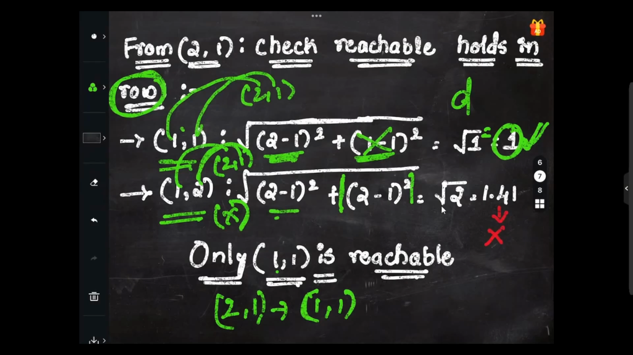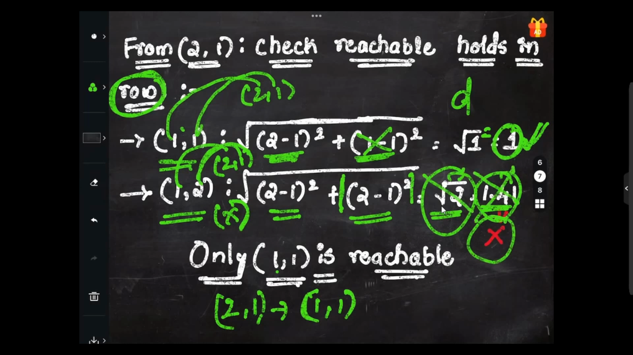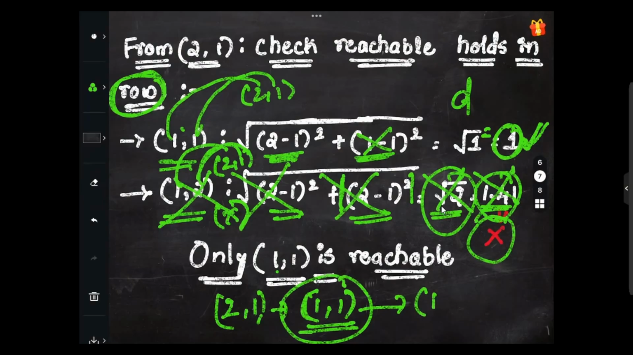So here it will be 1 square plus 1 square. This will be 2, square root of 2, which is nothing but 1.41. So this is greater than 1, greater than the Euclidean distance d, the small d mentioned in the question. It shouldn't be. So this fails here, and we are not considering the second one. I'll just cut this one entirely. So only 1 comma 1 is reachable from 2 comma 1. From row 2, 1 comma 1 is reachable, so we will consider 1 comma 1.